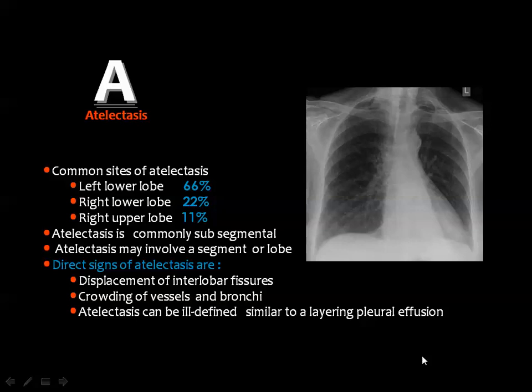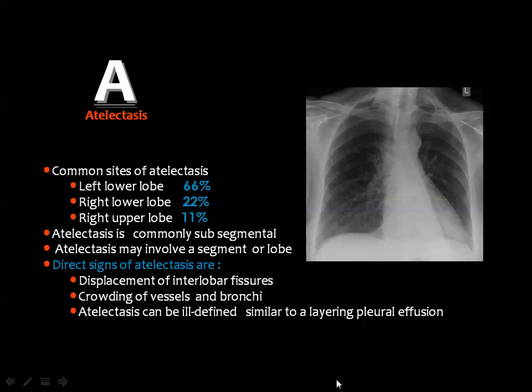The common sites of atelectasis are in the left lower lobe, the most common one. If you look here, you can see a triangular opacity behind the cardiac shadow, and this is left lower lobe collapse. The right lower lobe is less frequent, and the right upper lobe is more or less frequent. And atelectasis is usually subsegmental, but it may affect one of the lung lobes.